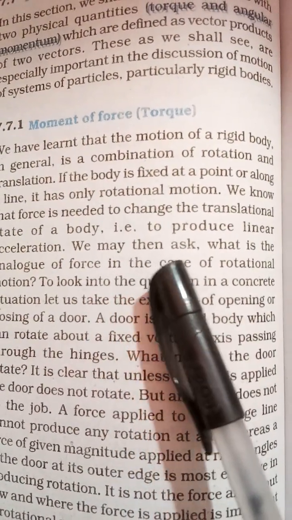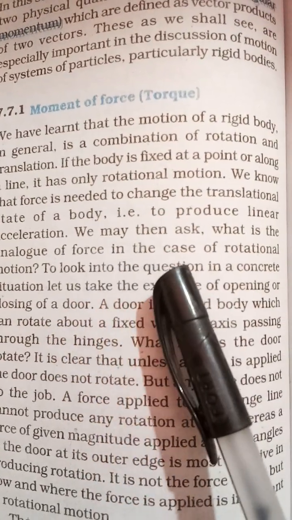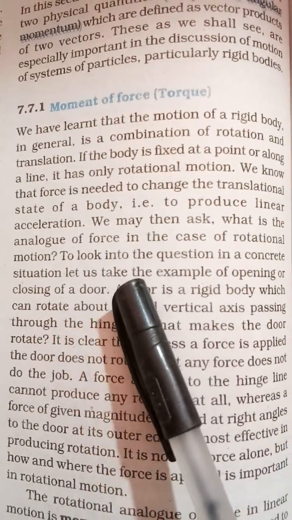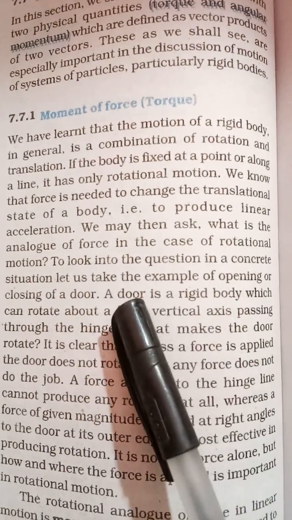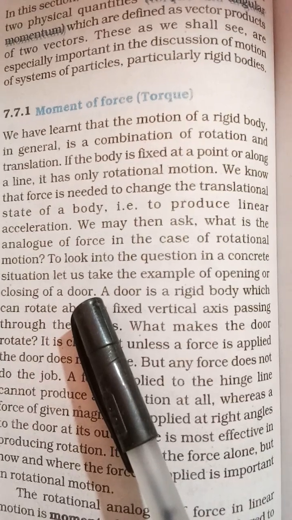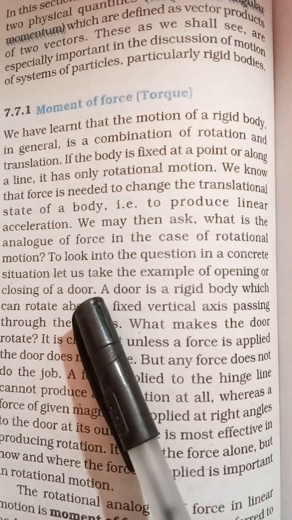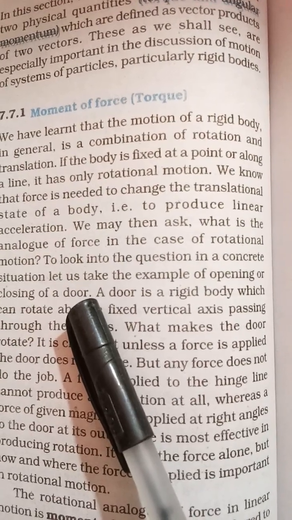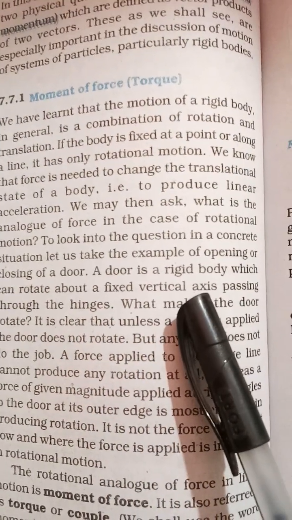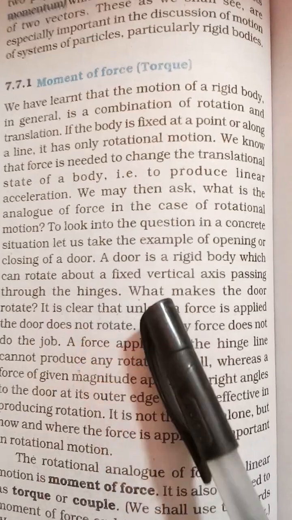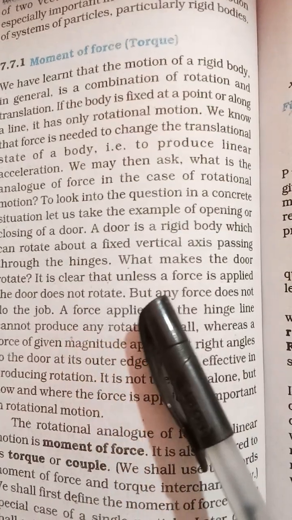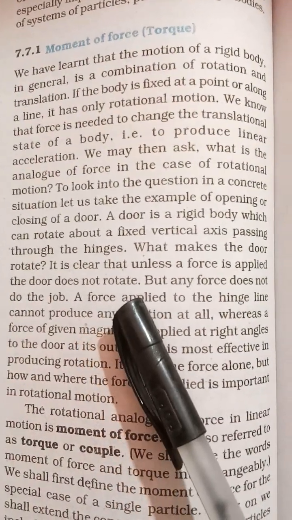We may then ask, what is the analog of force in the case of rotational motion? To look into the question in a concrete situation, let us take the example of opening or closing a door, because a door works on fixed-point rotational motion. A door is a rigid body which can rotate about a fixed vertical axis passing through the hinges. You know what makes the door rotate. It is clear that unless a force is applied, the door does not rotate.